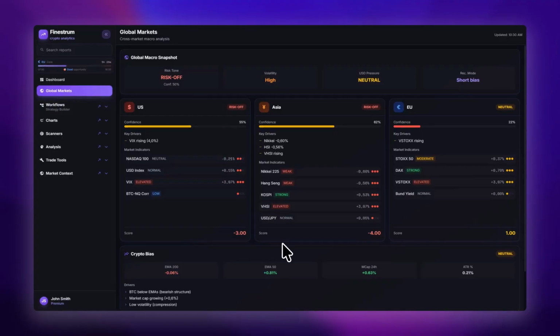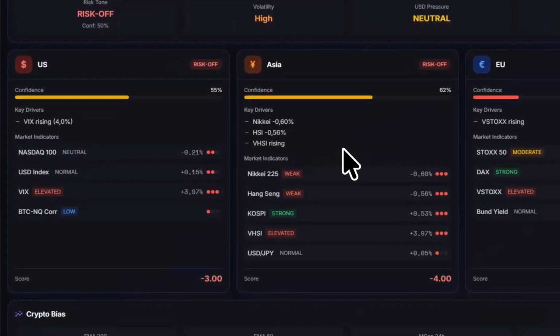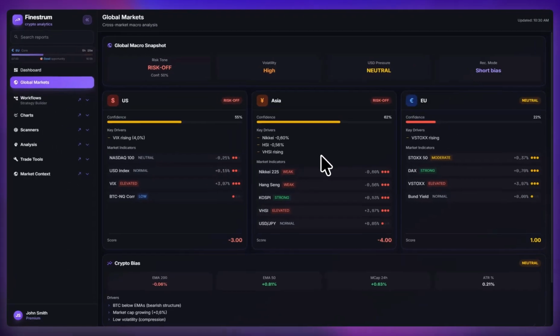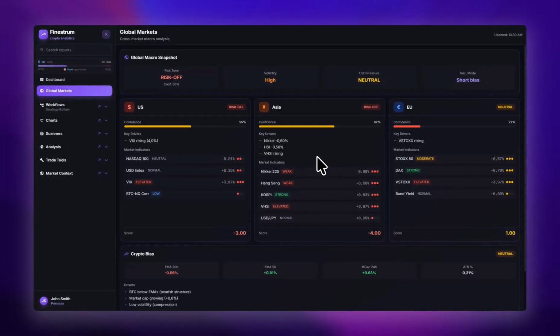Next is the Asia region. Here you can see how markets like Japan, China, and South Korea are performing, along with volatility and currency influence. This is especially useful for understanding overnight sentiment and how Asian sessions may influence European or US opens.